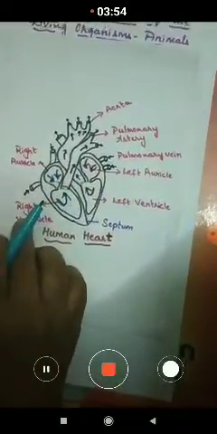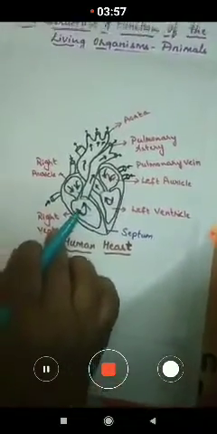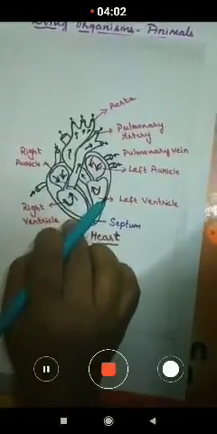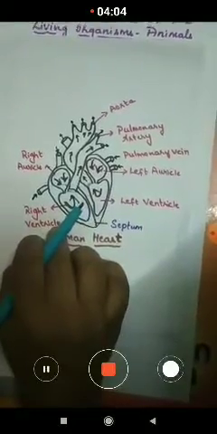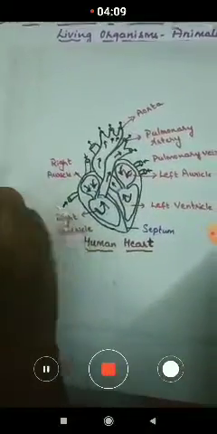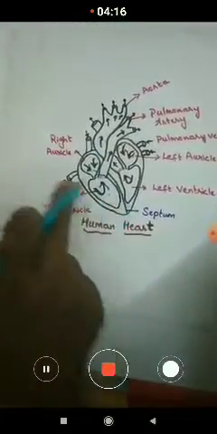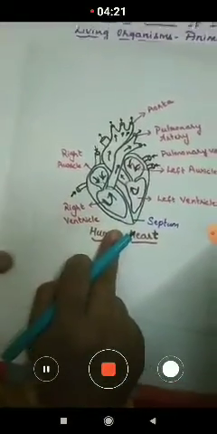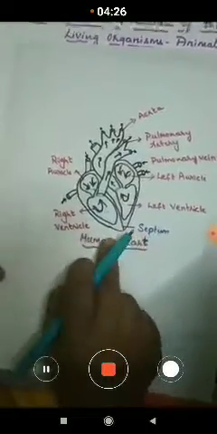Whereas the veins are very thin walled and they are present under the skin. These veins bring the blood from different parts of the body to the heart. So they are carrying deoxygenated blood, that is the impure blood. And these arteries and veins are connected to each other by thin fine vessels called capillaries.